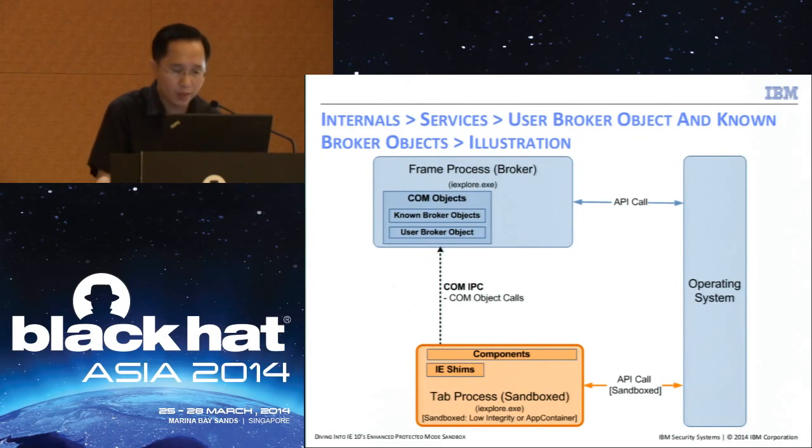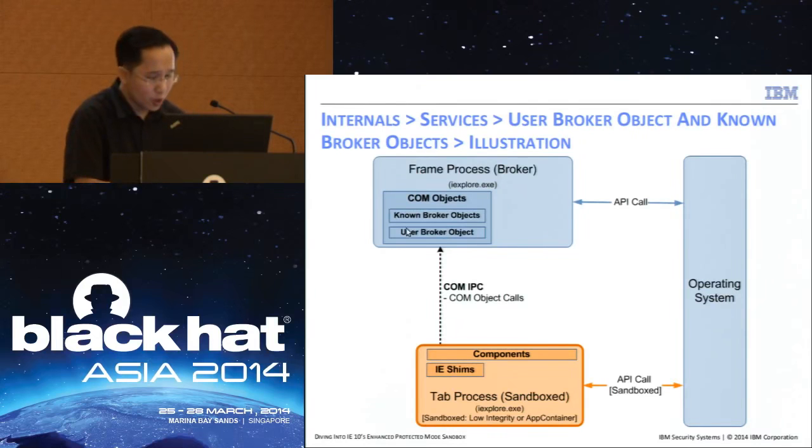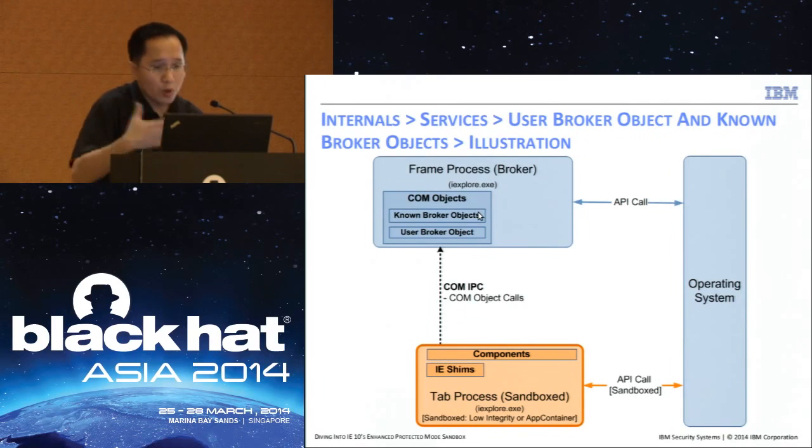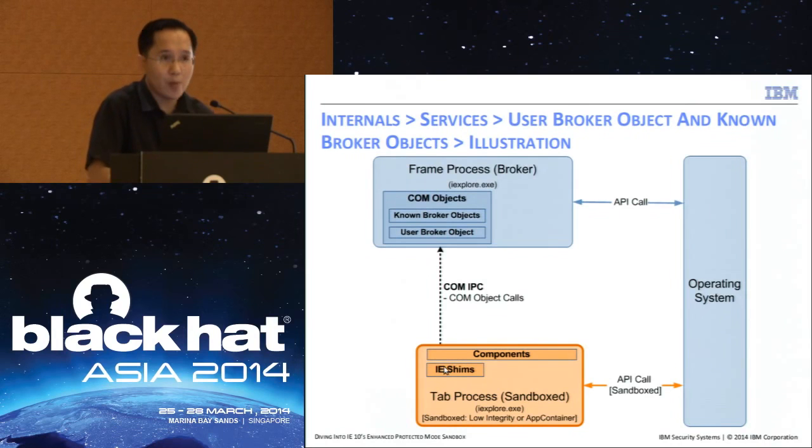So this is the illustration of the user broker object and the known broker objects. The user broker object exposes services that are mostly used to run elevated processes or COM servers. It is also used to instantiate the known broker objects. Known broker objects, on the other hand, expose additional and miscellaneous services to the Sandbox code. And the services exposed by these COM objects are callable via the COM IPC.